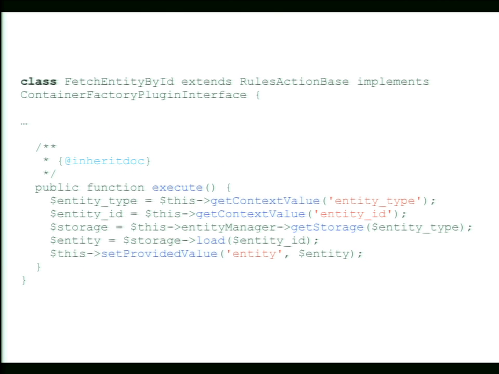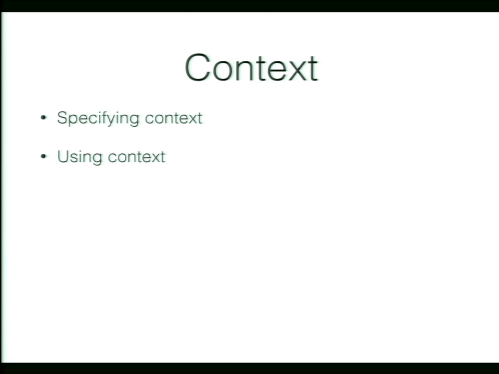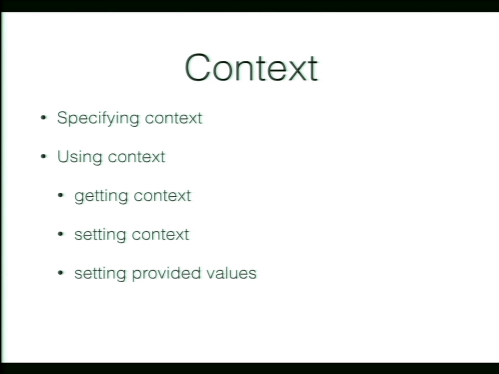And then we have been working with the context that we receive. We have updated the context, but in some cases, the actions also provide new values. So in this case, fetch entity by ID will get an entity type and the entity ID, and then do its magic using the entity manager by loading the specific entity. What it will do in the end is set a provided value, so that all the subsequent actions in the rules execution stream will be able to access it with this name. Good. Okay, that was using context, so we can get a context, we can set a context, and we can set provided values. I guess this is really the basics that you really need when you work with the rules system.